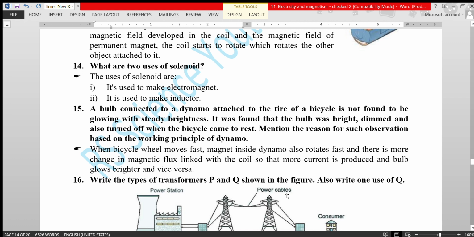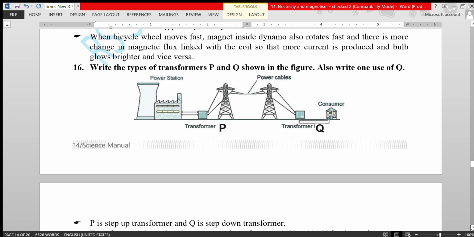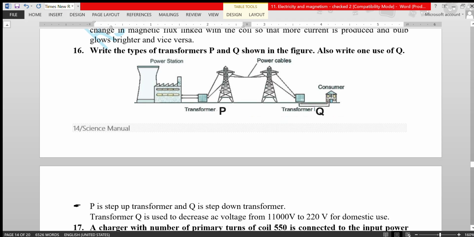Write the types of transformer P and Q. Also write one use of each. P is a step up transformer, used at the power station so that electricity can be transmitted over a longer distance. Q is a step down transformer. Transformer Q is used to decrease AC voltage from high AC voltage to 220 volts low voltage AC for domestic use.